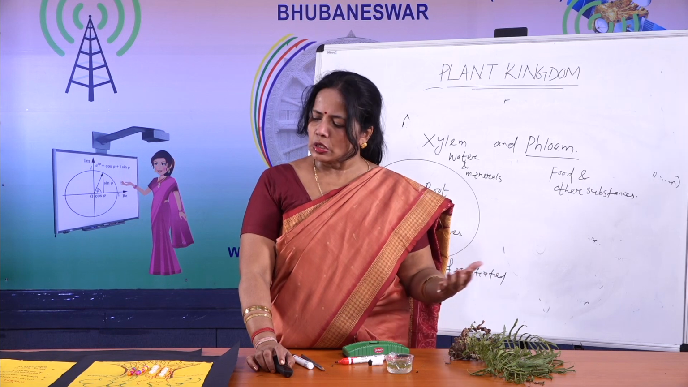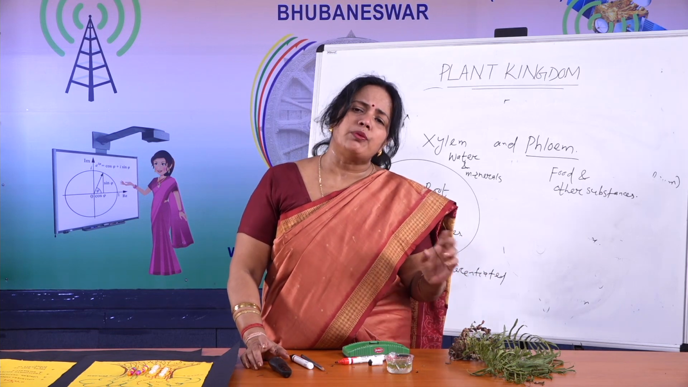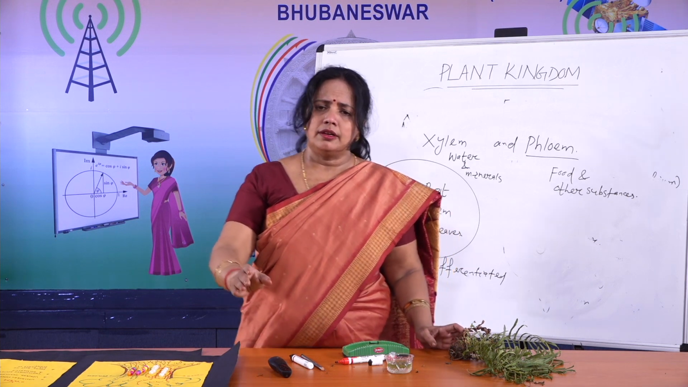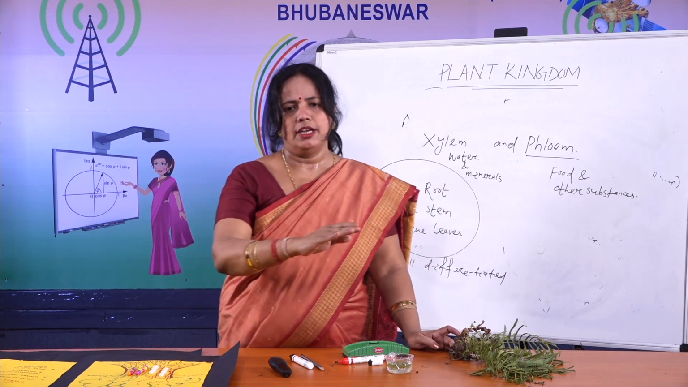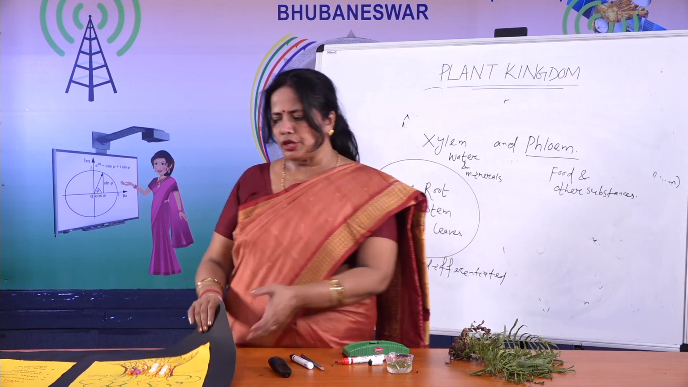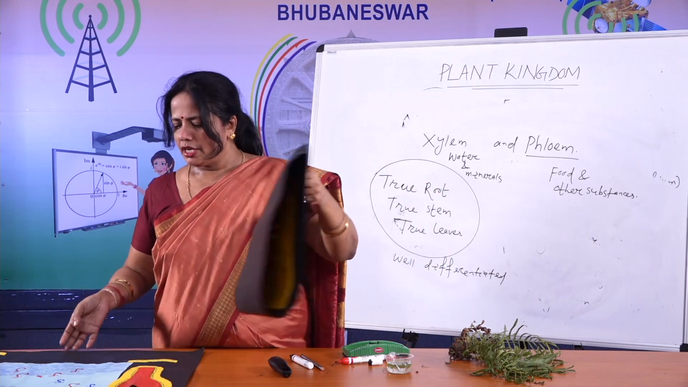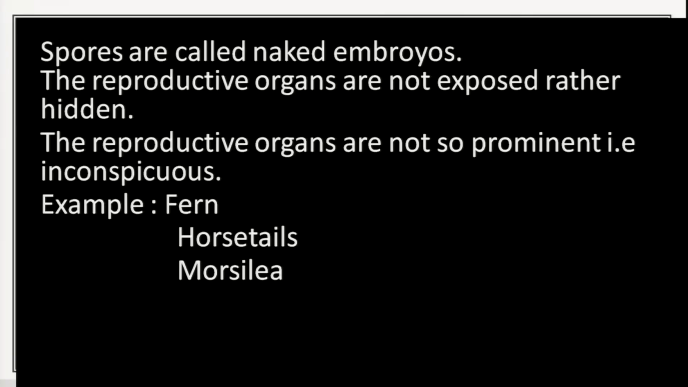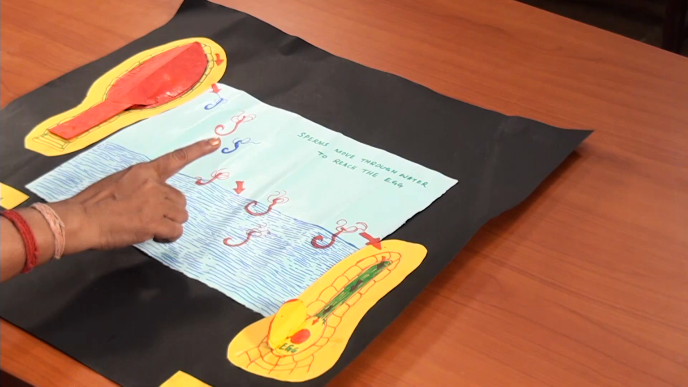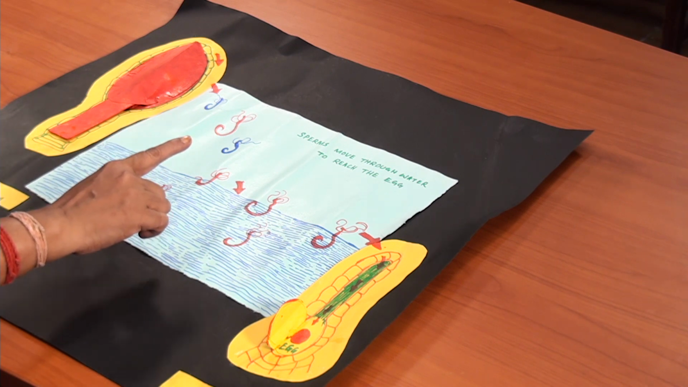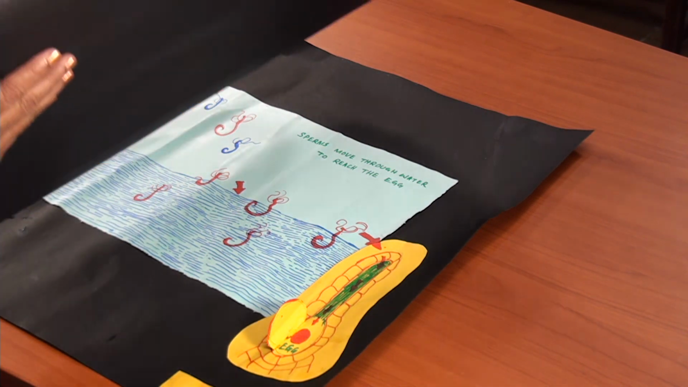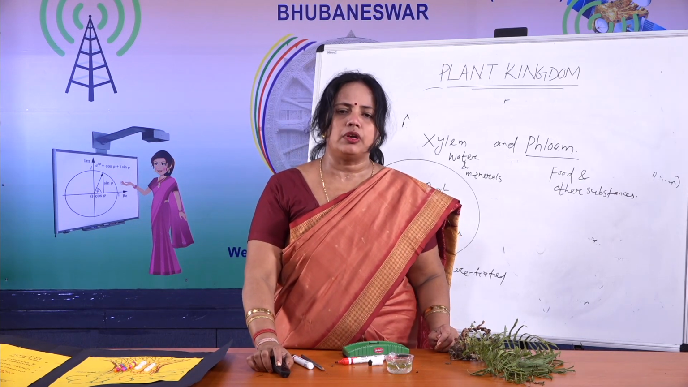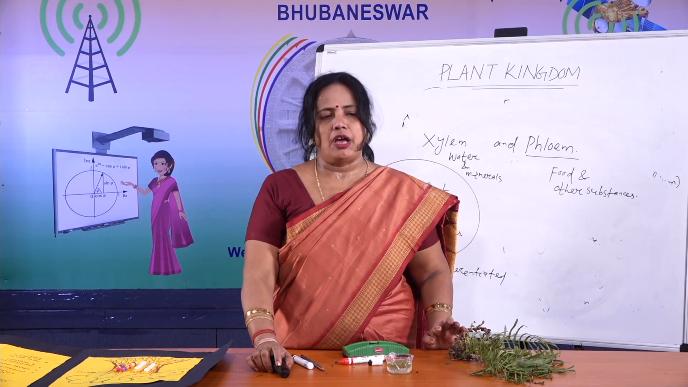pteridophytes. And pteridophytes also need water for fertilization, because the male gametes swim in water to reach the female gamete. As I have told you, in the case of bryophytes, here also the male gametes have to swim in water to reach the female gamete. So they need water for fertilization. However, you see, the pteridophytes are a little bit more advanced than the bryophytes.